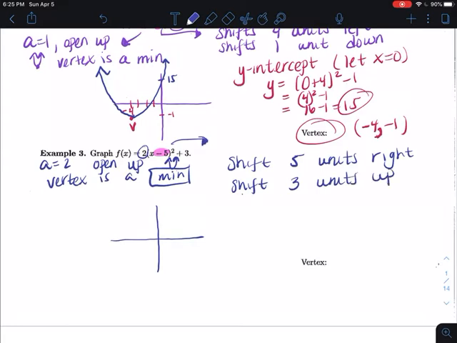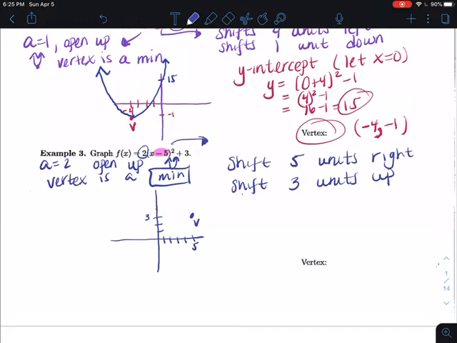And when I say it shifts, I mean the parent function. The parent function, y equals x squared. In this case, y equals 2x squared. It starts at the origin. This new vertex is going to shift 5 units to the right. So 1, 2, 3, 4, 5. And it's going to shift up 3 units. 1, 2, 3. So this new vertex is here.